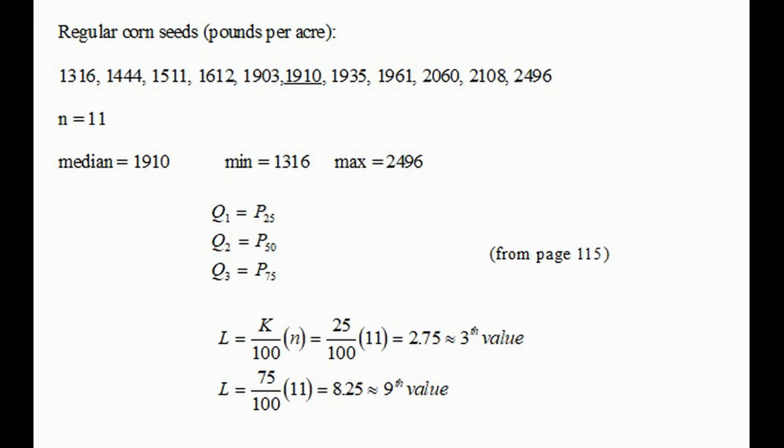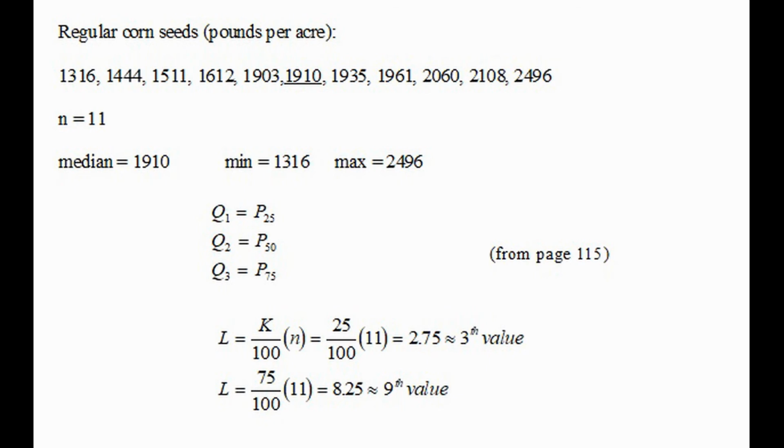Here is an example involving regular corn seeds, and the measurements are given in pounds per acre. The data is arranged in ascending order, which allows us to see that there are 11 elements, that the minimum is 1316 and the maximum is 2496, and the median is the number right in the middle, which in this case is 1910.